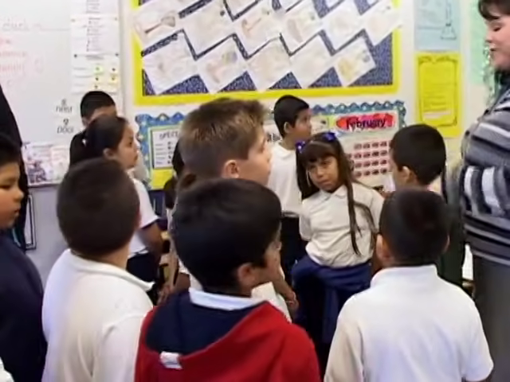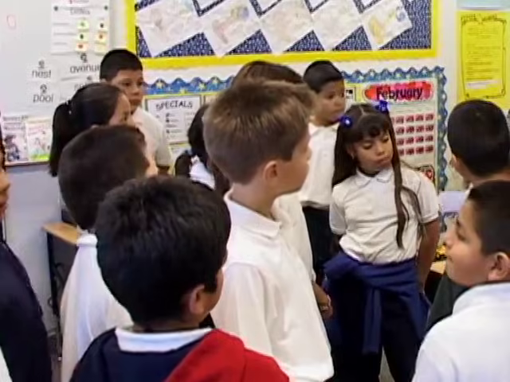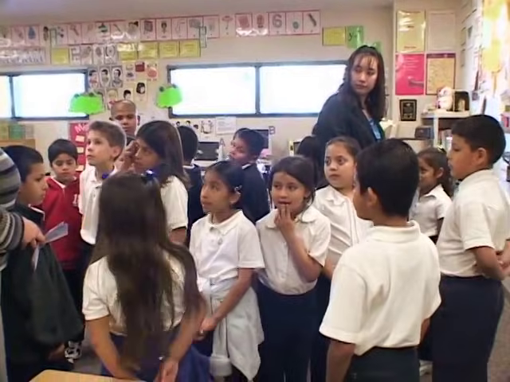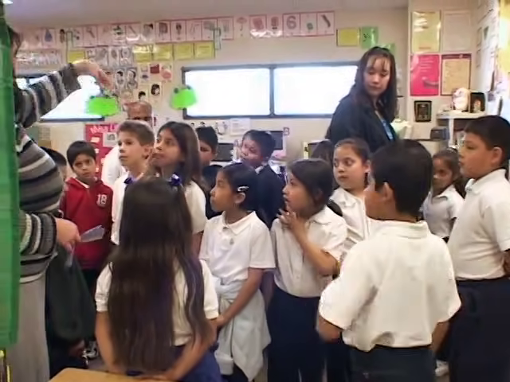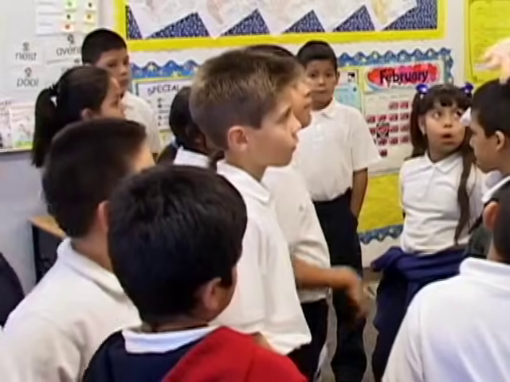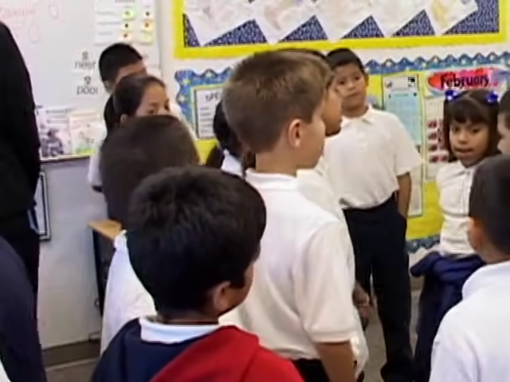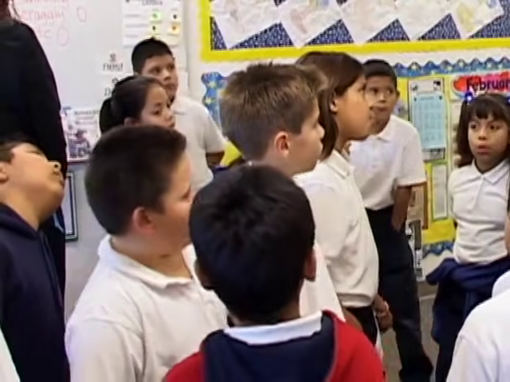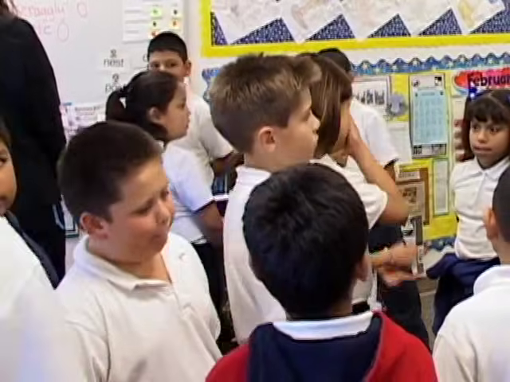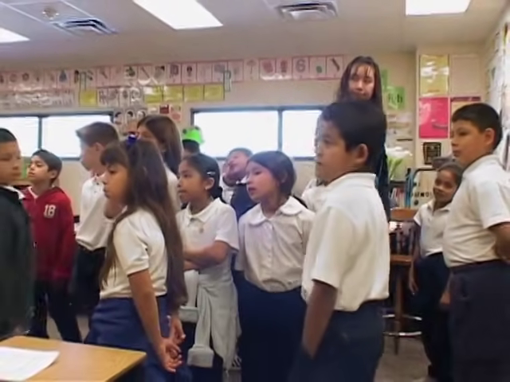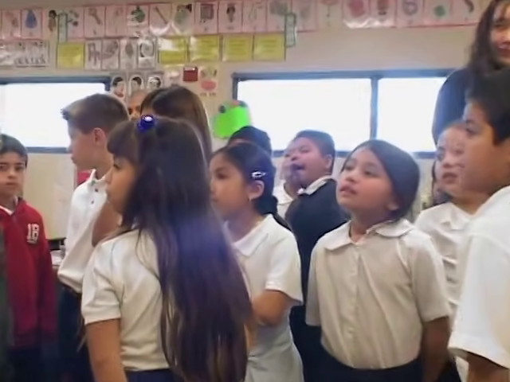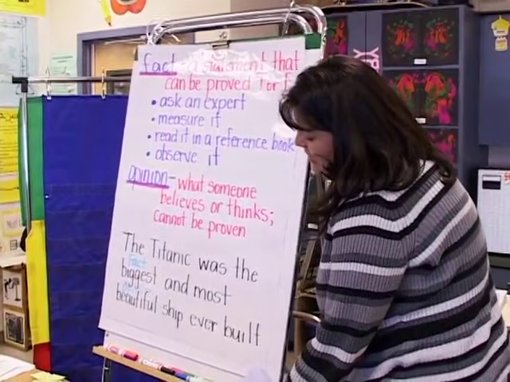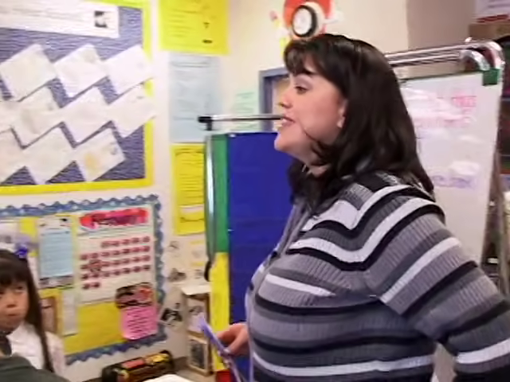Nice job. When you get your paper, when I say go, I'm going to have the outside circle begin, and they will read their statement. Then I want the other person, the inside circle person, to say whether it's a fact or an opinion. Okay? But then are we finished? No, because in the inside circle we'll have to explain why they think that. So if it's a fact, you might end up saying things like, well, I can ask an expert, I can measure it, I can read it in a book, I can observe it. But if it's an opinion, you might end up saying things like, oh, you can't prove that. That's what somebody thinks or feels.